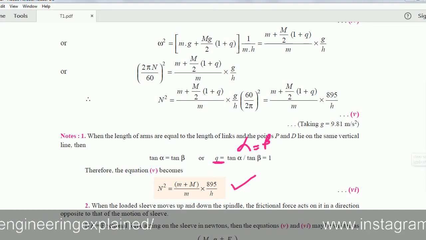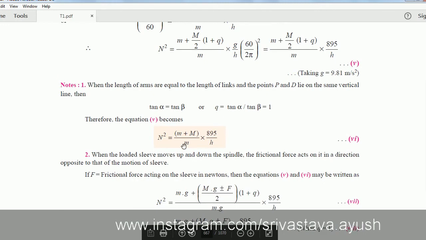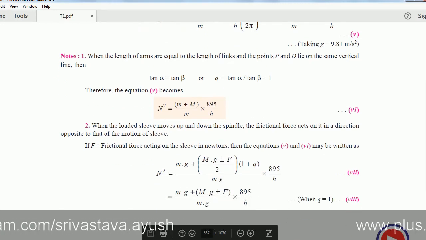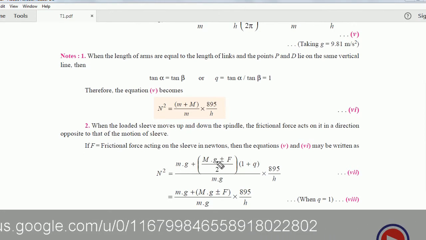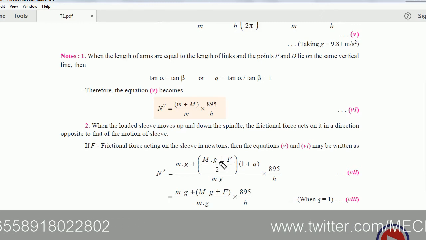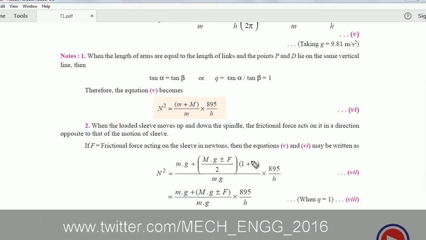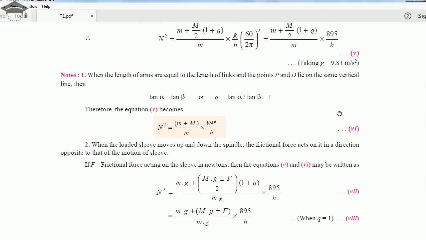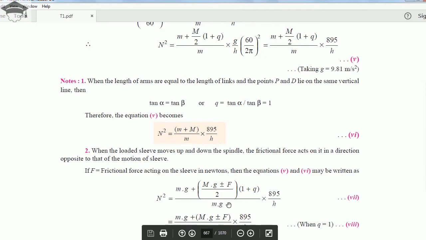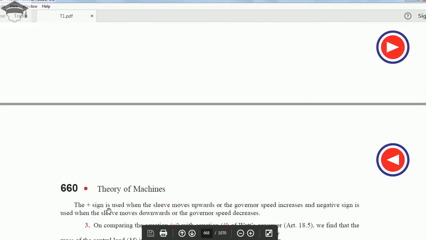Also, secondly, what we can derive from this is that if frictional force is also acting, we get a term plus minus f within the bracket, and this plus minus sign comes in order to compensate for the frictional losses. The positive sign is used when the sleeve moves upwards or the governor speed increases, and the negative sign is used when the sleeve moves downwards or the governor speed decreases.